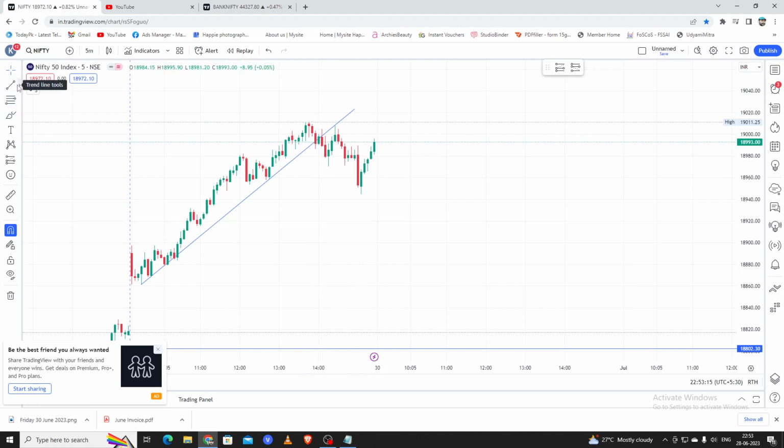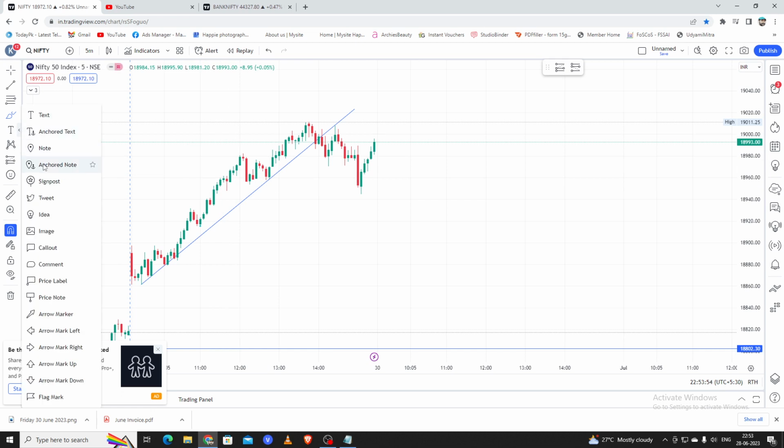From here it rallied to here, and there is a small red candle here and then there is a rally. This is called rally base rally. So when there is a big red candle here, we will look to the left side to see if there is any support. As a retailer I can see no support here, but there is a red candle in between all the greens.